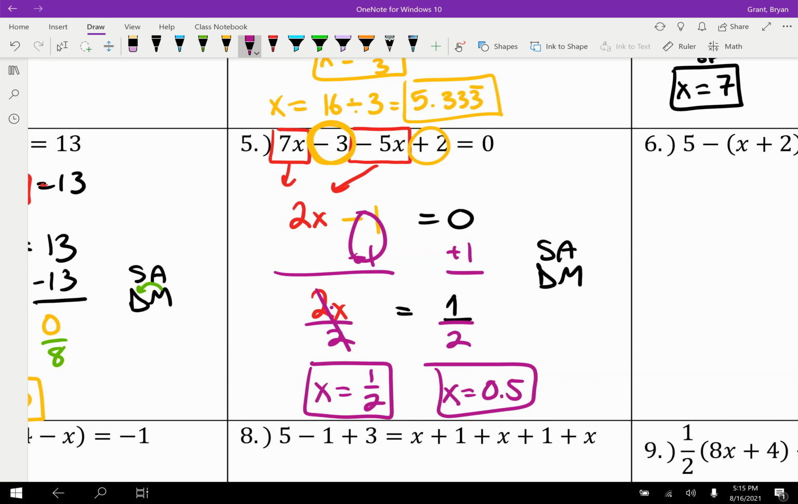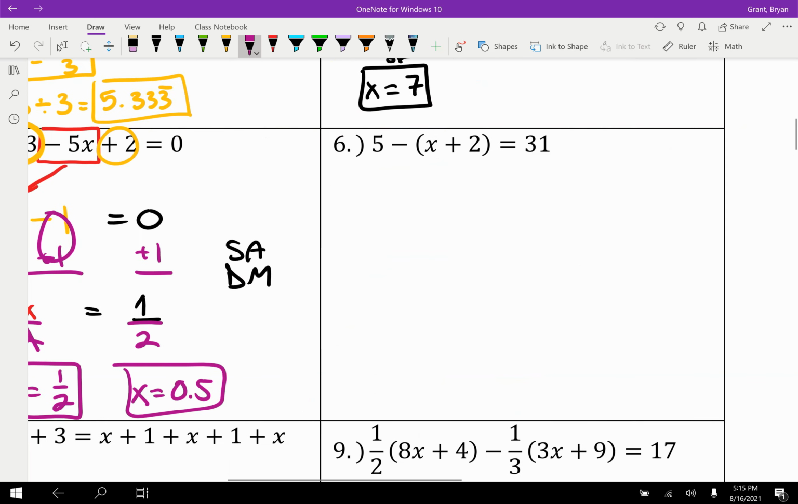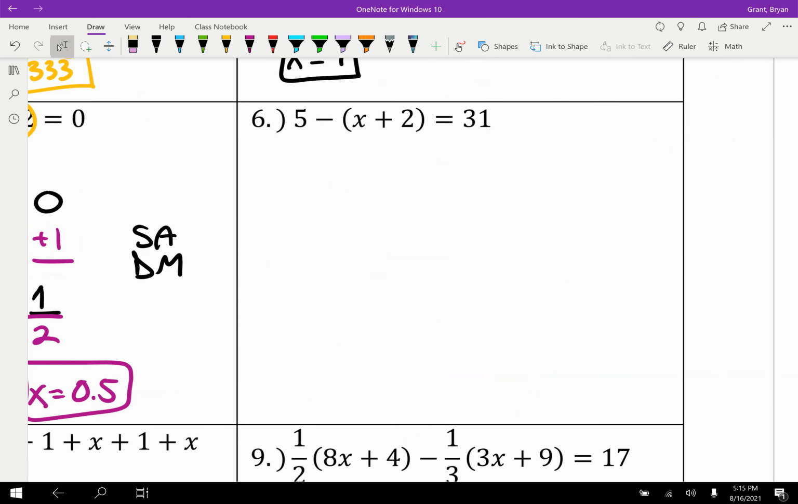Problem 6. Hopefully we're getting used to looking for those distributive property and like terms at the beginning. This one's a little tricky though because this says 5 minus. Distributive property only works if we have multiplication or division that's distributing. We don't distribute addition and subtraction. But we can't just drop the parentheses here.